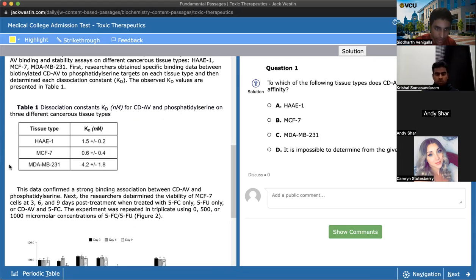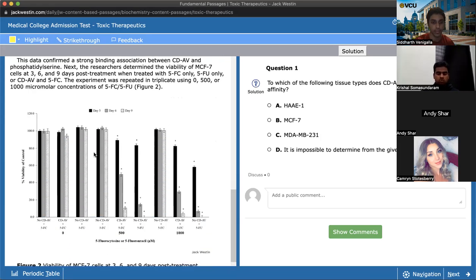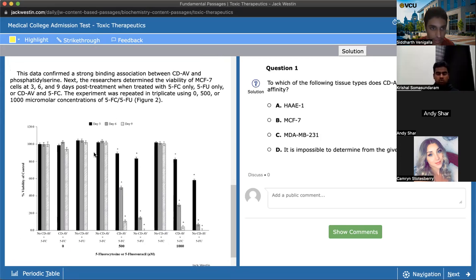So which one binds the strongest to the cancer cells based on our chart? MCF7. Yeah, exactly, because it has the lowest KD. Okay, then we have our last chart right here. So the data confirmed a strong binding between CD-AV and phosphatidylserine. So we figured out that the CD-AV complex binds to the cell, but now we want to figure out if it actually has an effect on killing the cancer cells. And that's where our immunoblot comes in handy.